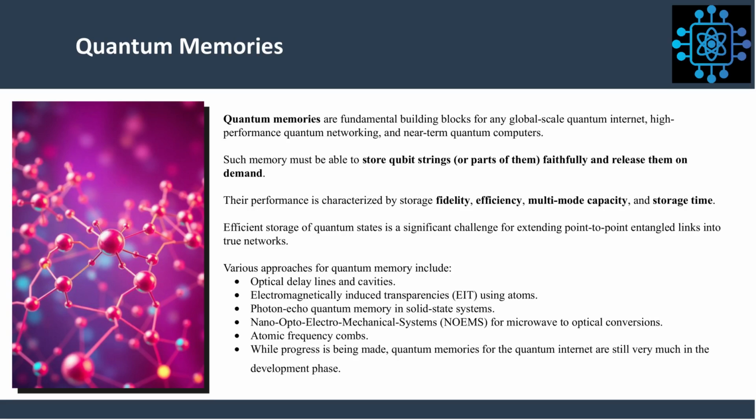Quantum memories are crucial for global-scale quantum internet and high-performance networking. They must store and release qubit strings on demand, with performance measured by fidelity, efficiency, and storage time. Approaches include optical delay lines, electromagnetically induced transparency with atoms, photon echo in solids, nano-optomechanical systems, and atomic frequency combs. Despite progress, development continues for practical implementation.